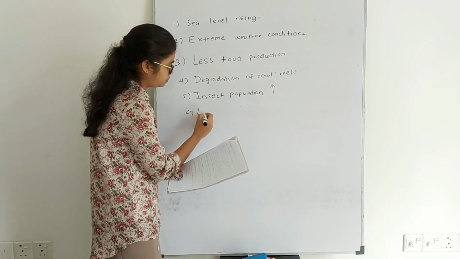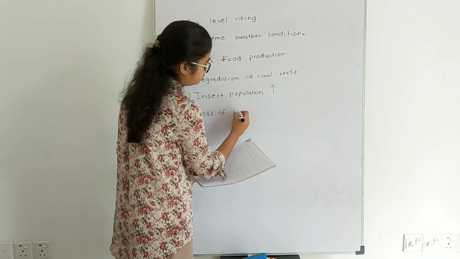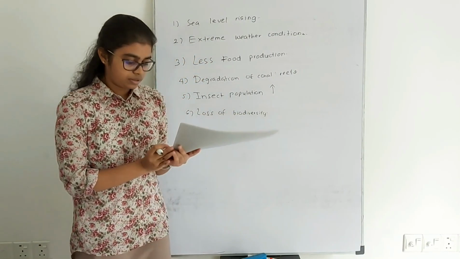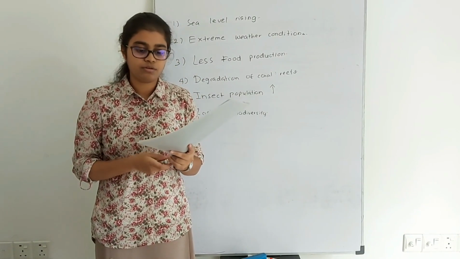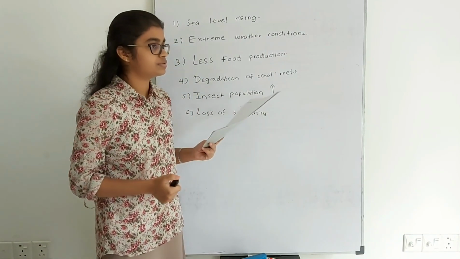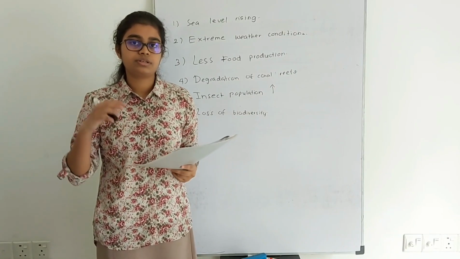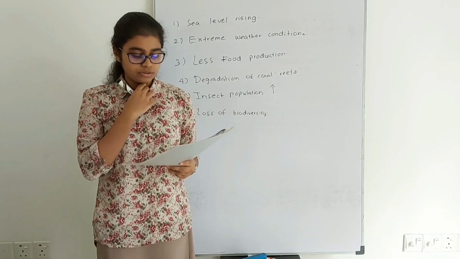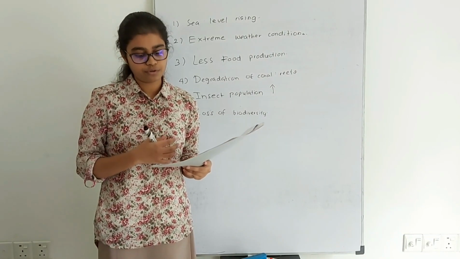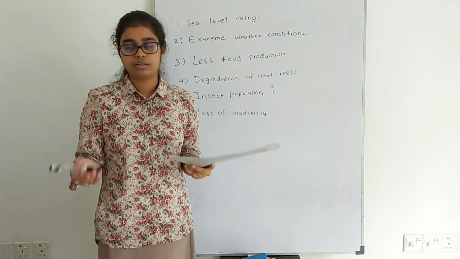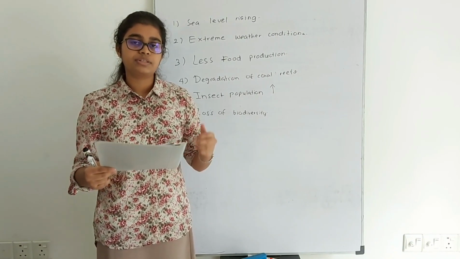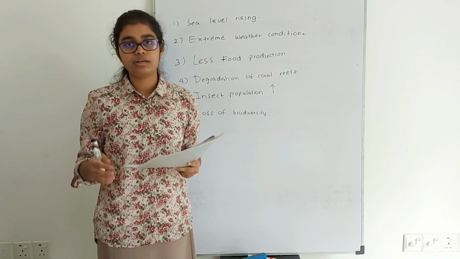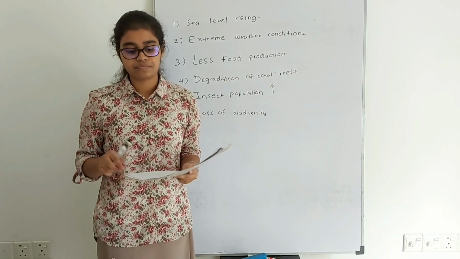The sixth is loss of biodiversity. There are climatic changes and global warming, and it may cause the reducing of the biodiversity. The structures of ecosystems change, and because of this, species may move from their original place to other places, and some may survive and some may not. The species that won't survive may face extinction.